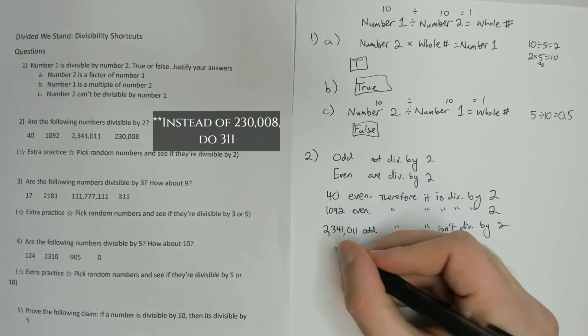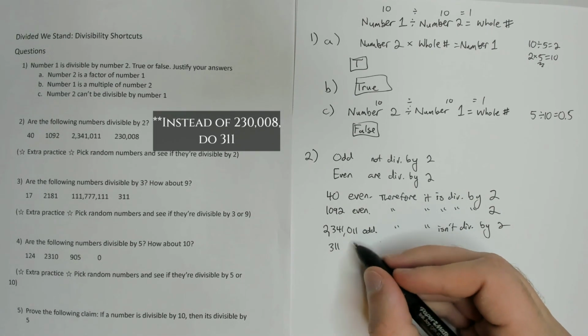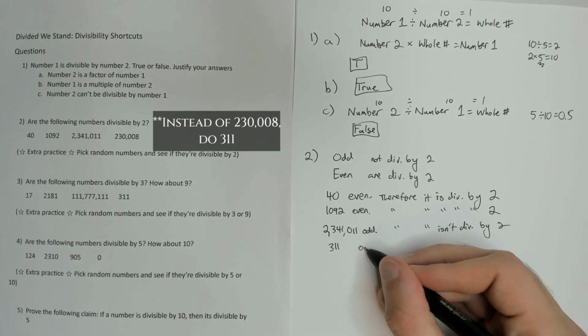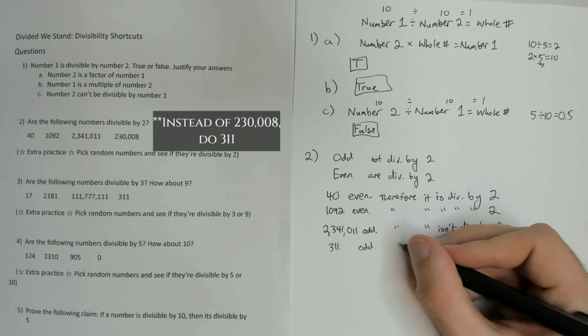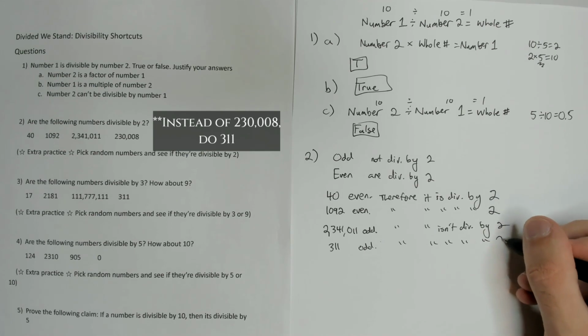All right, and then next up we have 311. Is 311 odd or even? Well, same as the one above. It ends in an odd number, so it is an odd number itself. So we can say the same thing. Therefore, 311 isn't divisible by 2.